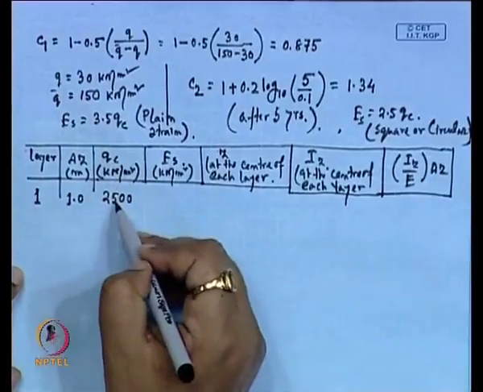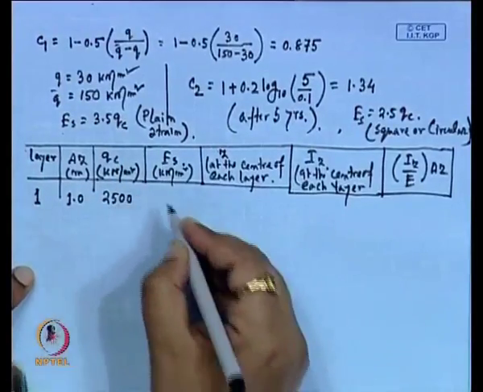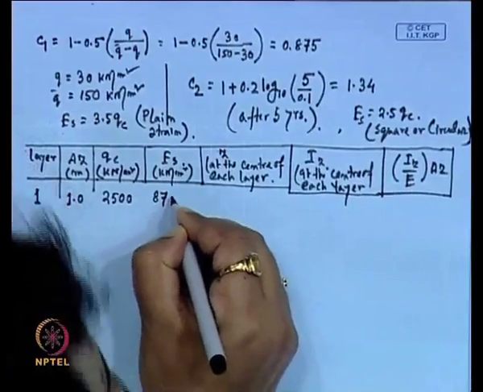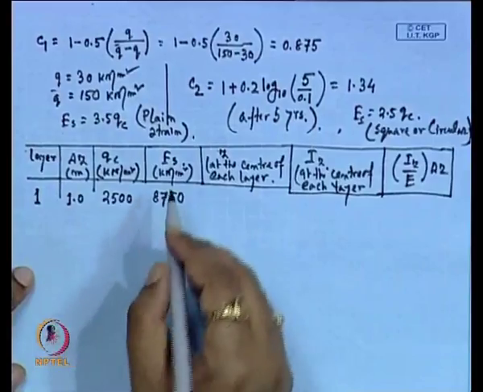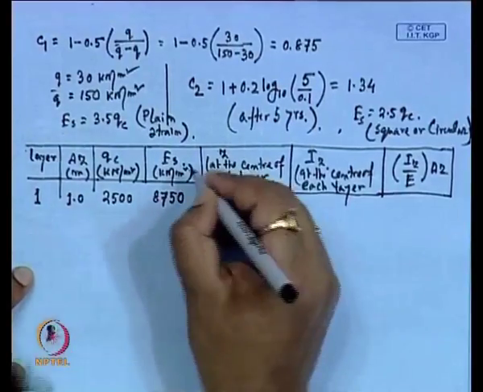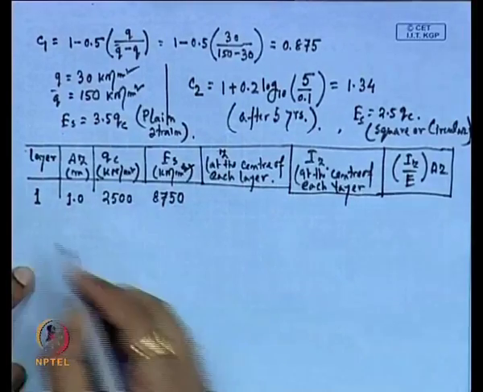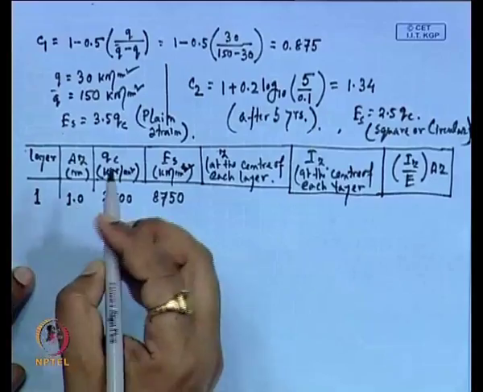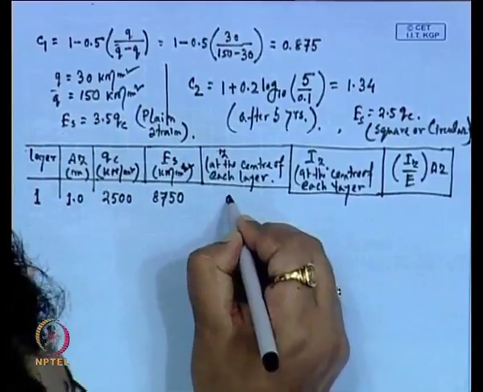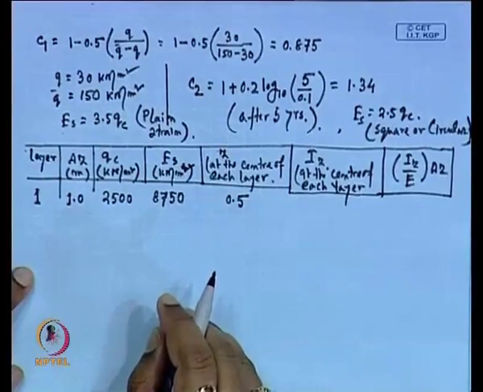Now, here the Q c value is given as 2500. So, if I multiply by 3.5, we will get 8750 as the E value, kilonewton per meter square. Similarly, at the center, because this is the first layer whose thickness is 1 meter, the center will be 0.5 meter. This is the center of the first layer, that is 0.5 meter.